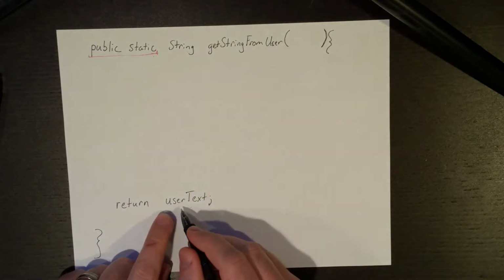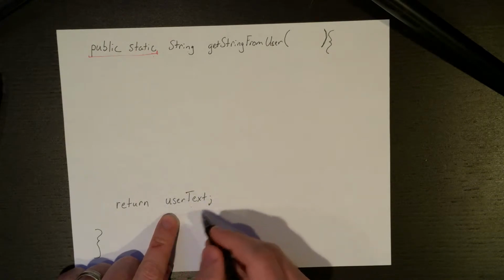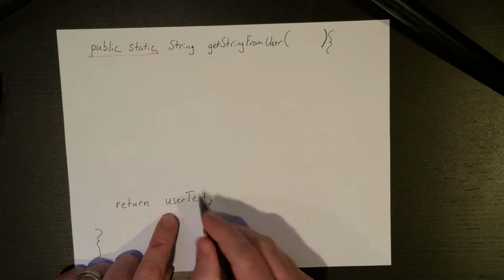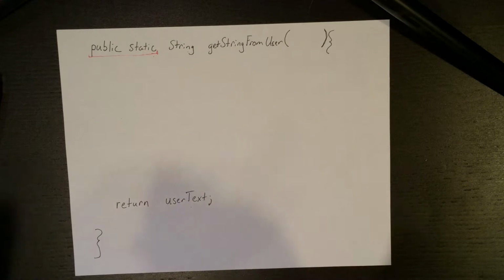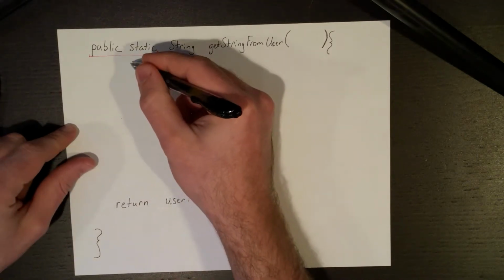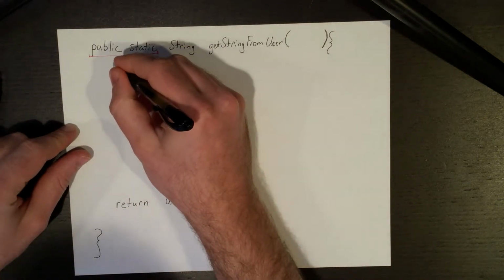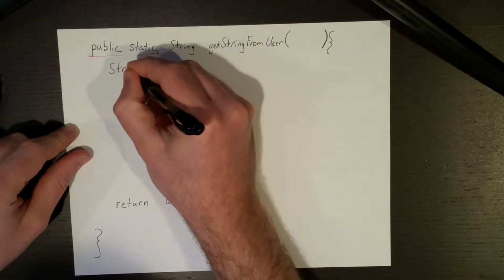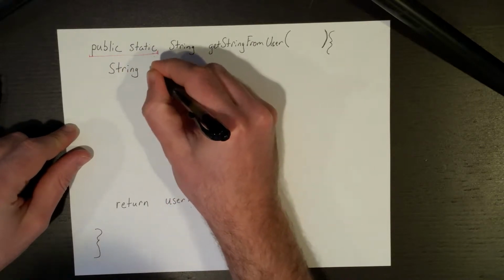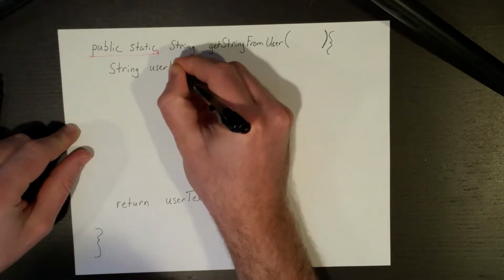Now, the only thing is the computer's going to look at this and say, wait, what is userText? That's not a thing. In which case we'll go, oh, okay. Now let me go to the top of my program, the very first line, and I'm going to say, make a new string variable called userText.